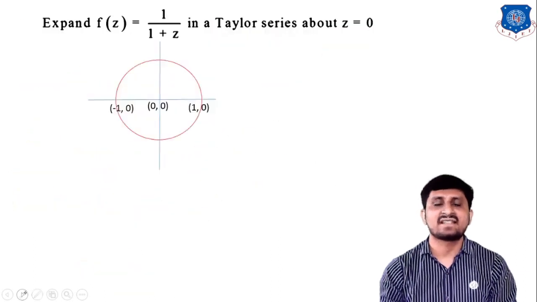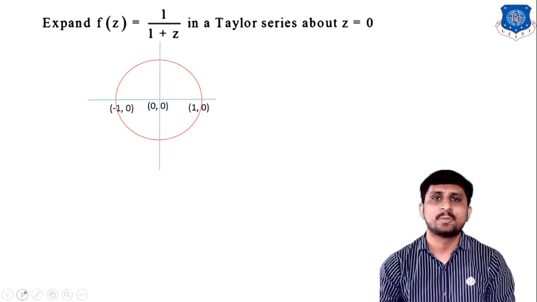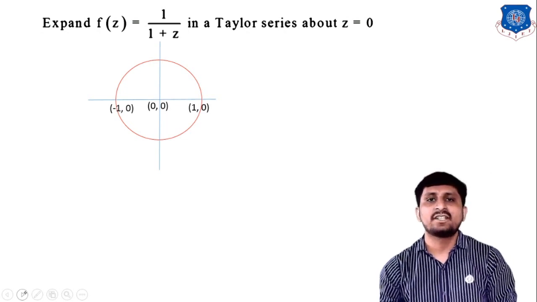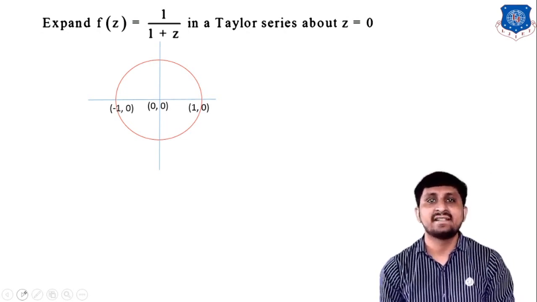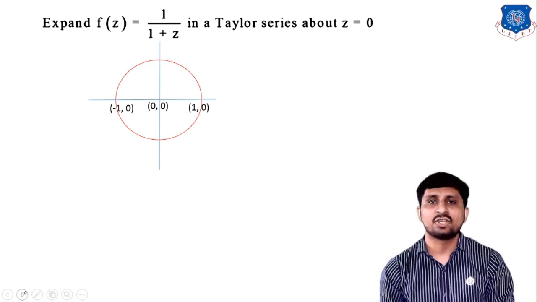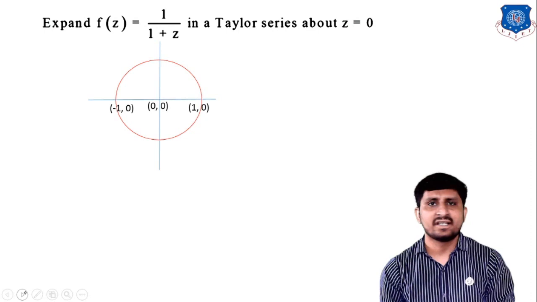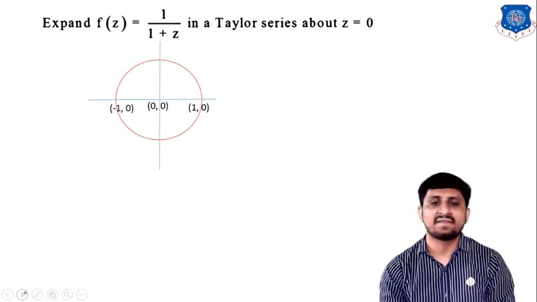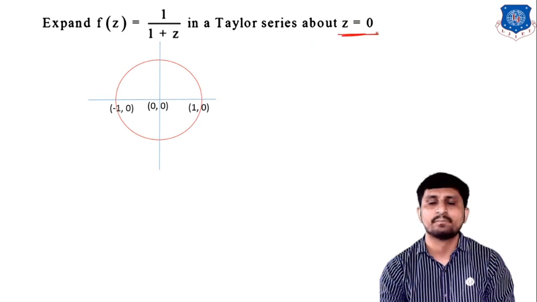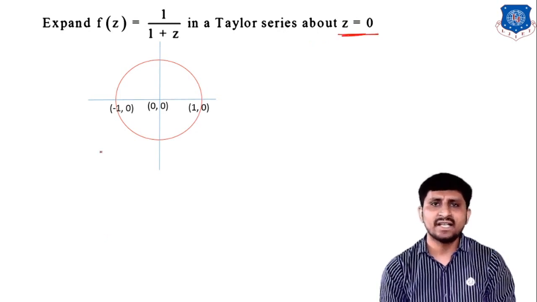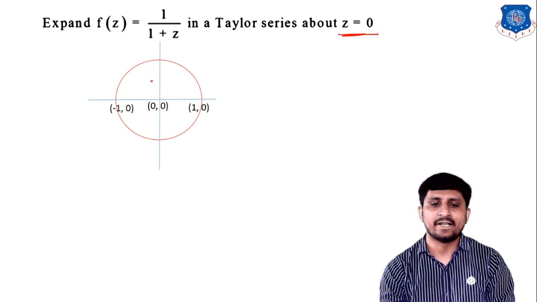So this is my next example, an important example according to the next topic, Laurent series. Make sure this is a very important example for Laurent series. Here you want to define the Taylor series of f of z is equal to 1 upon 1 plus z in a Taylor series about z is equal to 0. Here also 0 is my center point, so you can understand this is my center point 0, 0.